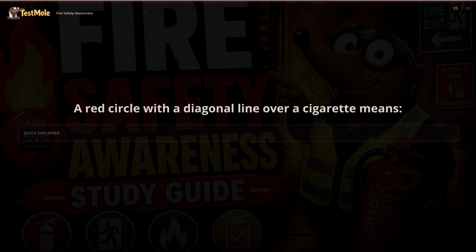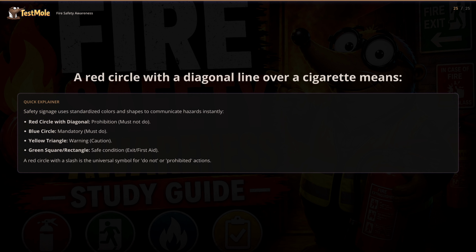A red circle with a diagonal line over a cigarette means... Safety signage uses standardized colors and shapes to communicate hazards instantly. Red circle with diagonal: prohibition, must not do. Blue circle: mandatory, must do. Yellow triangle: warning, caution. Green square or rectangle: safe condition, exit or first aid. A red circle with a slash is the universal symbol for do not or prohibited actions.